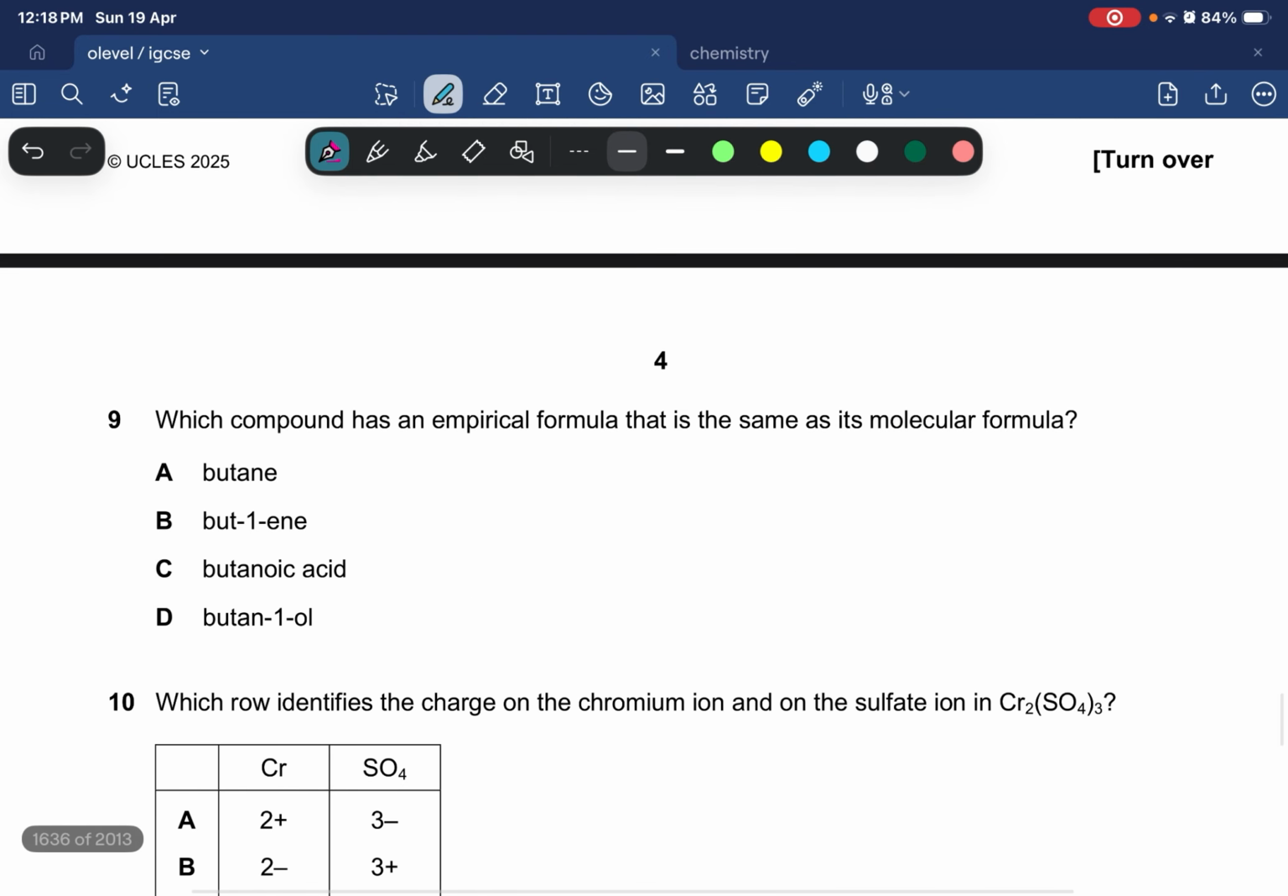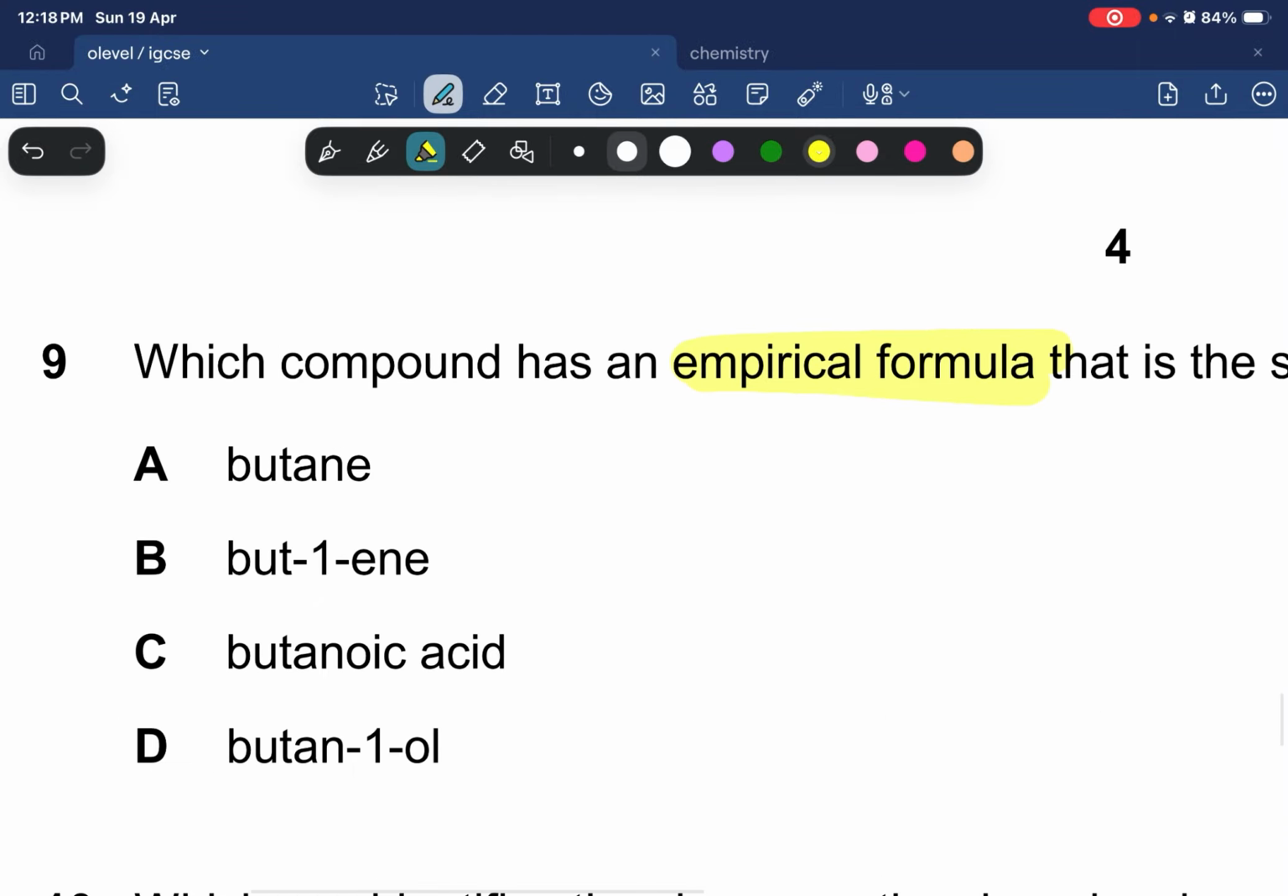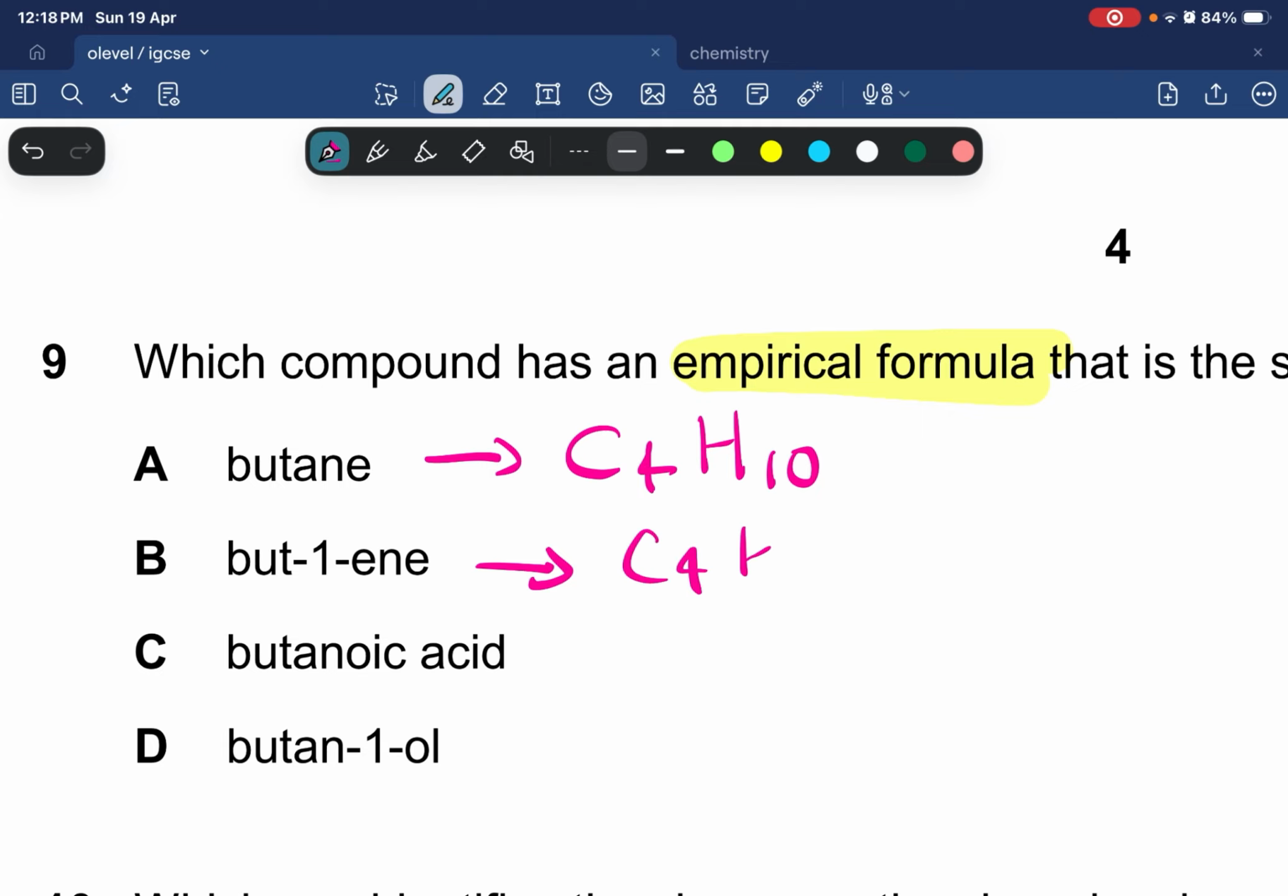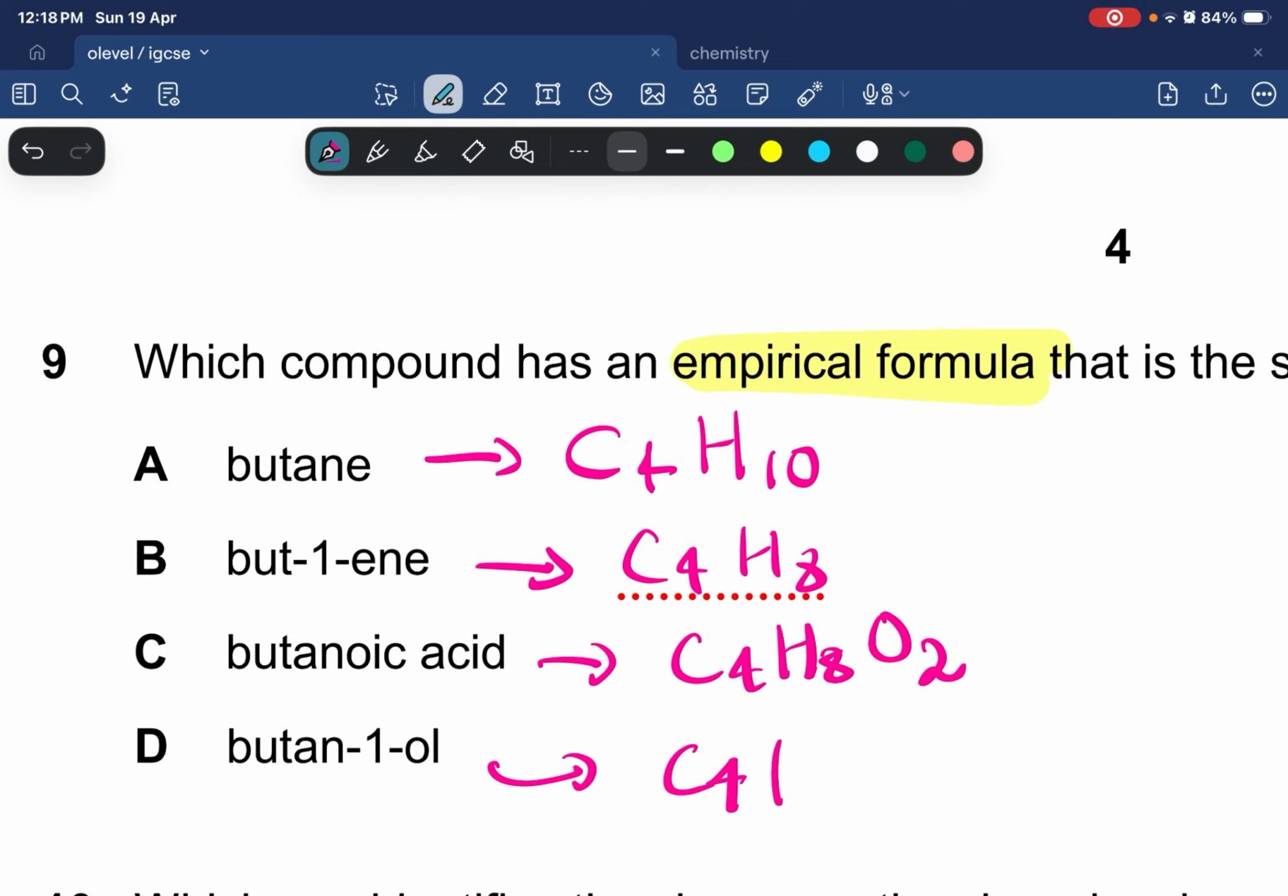Done? Next. Which compound has an empirical formula that is the same as its molecular formula? Okay, butane. What's the molecular formula of butane? It is C4H10. Okay, butene. It does not matter if it's butene or another isomer, it's going to have the same molecular formula, C4H8. Butanoic acid is going to be C4H8O2. Butanol is going to be C4H9OH. So now see it for yourself.